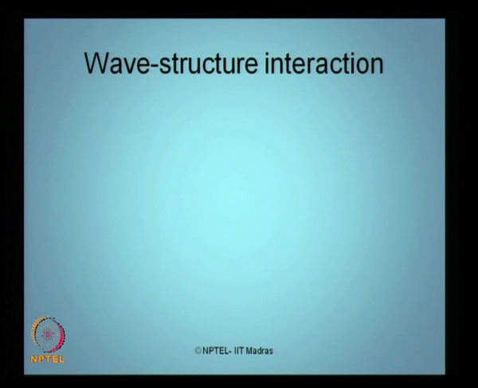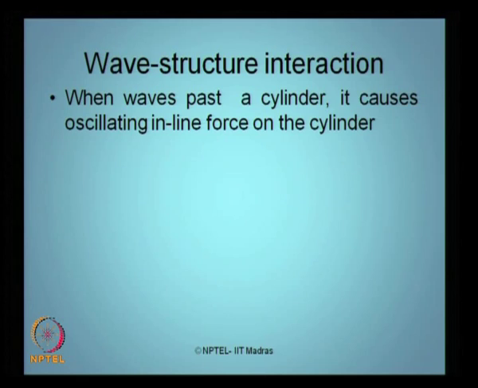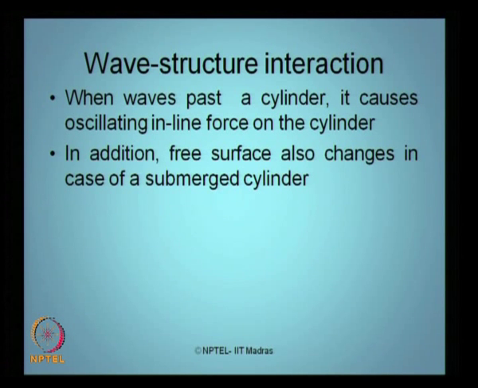We will talk about wave structure interaction quickly. As we saw, whether the cylinders are placed vertical or horizontal, when the wave or the flow action passes through the cylinder, it creates oscillation in the inline direction or in the flow direction, which causes oscillating force in the inline direction of the flow. In addition, the free surface also changes, which introduces the additional buoyancy or the submergence effect on the cylinder.